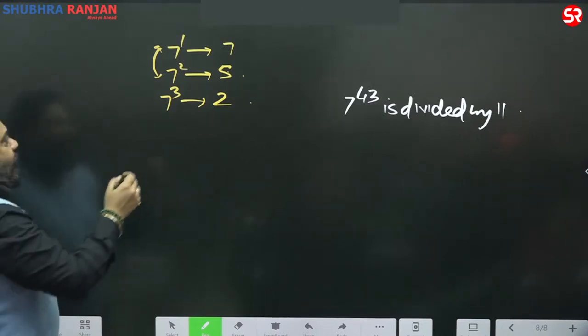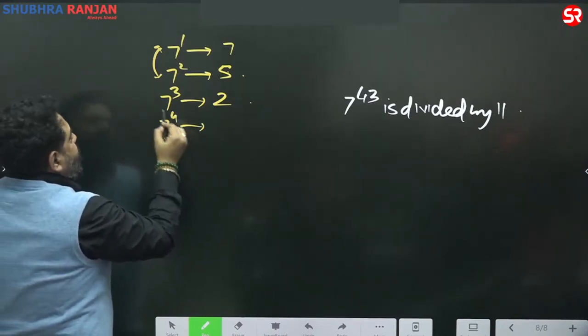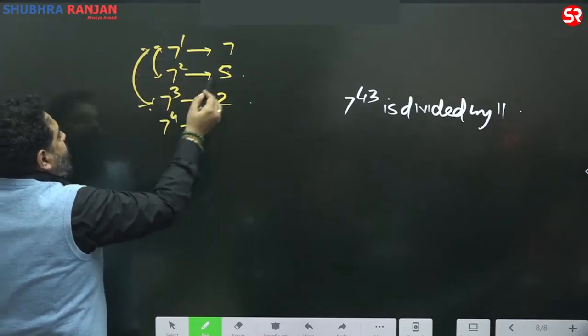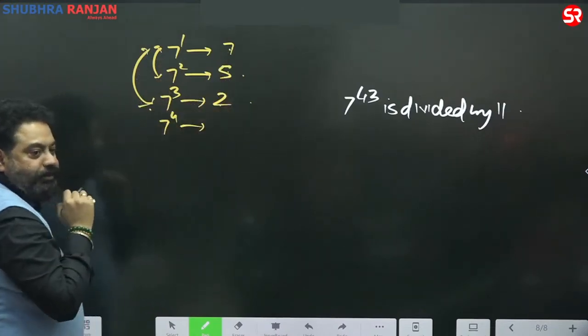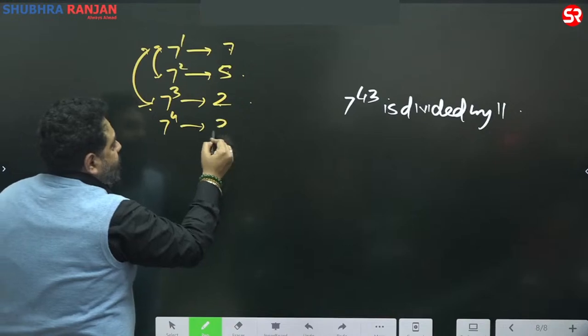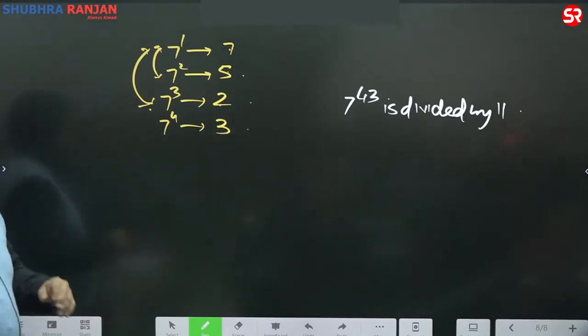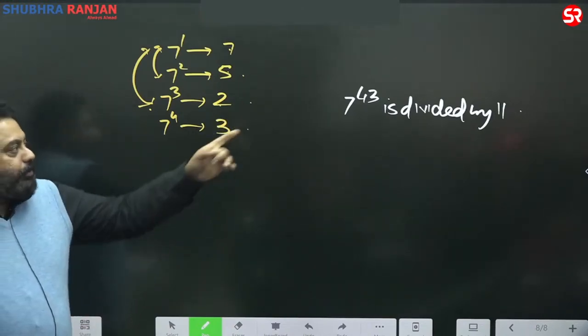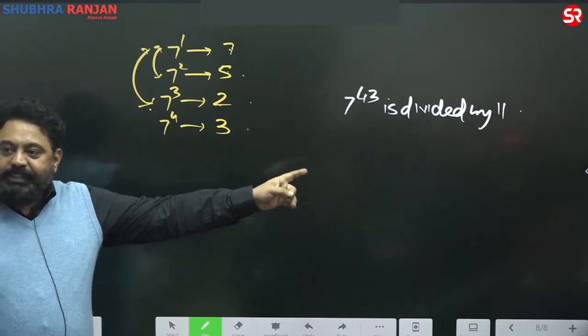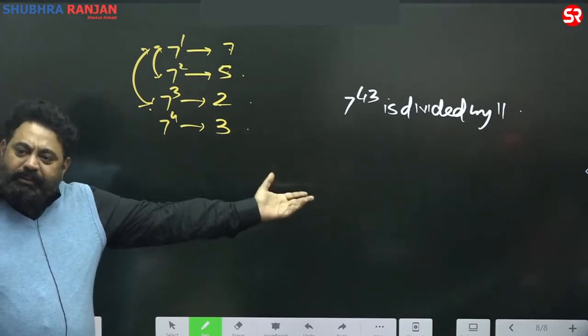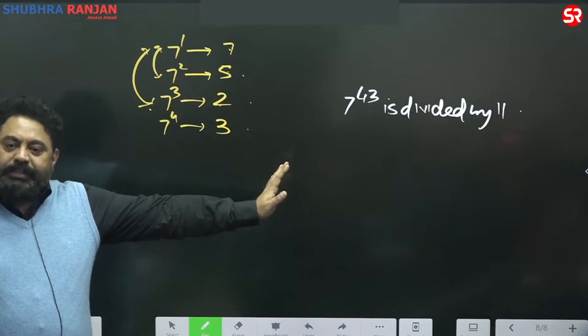Right, then 7 to the power 4. 7 to the power 4 is 7 to the power 1 into 7 to the power 3. This into this is 14. 14 when divided by 11 remainder is 3. You won't bother. Why? Because you know 11 is a prime number. Rishi sir has told you that maybe you have to go till 10 steps, so don't worry, right?